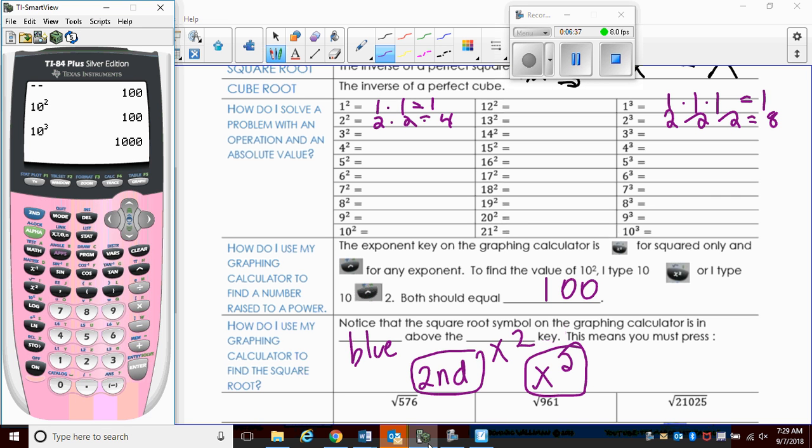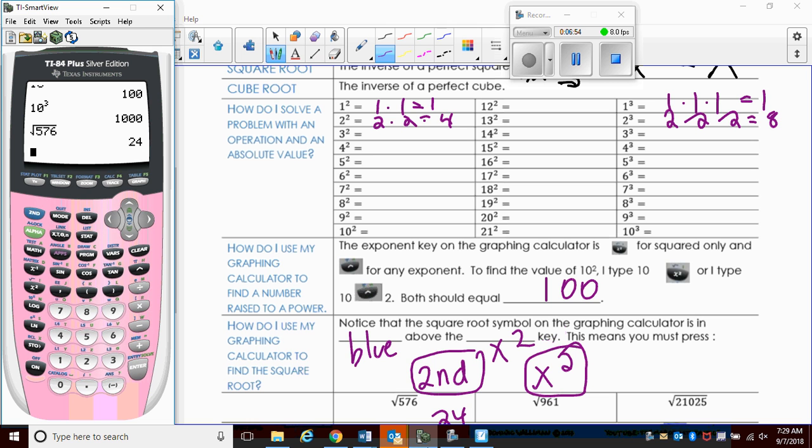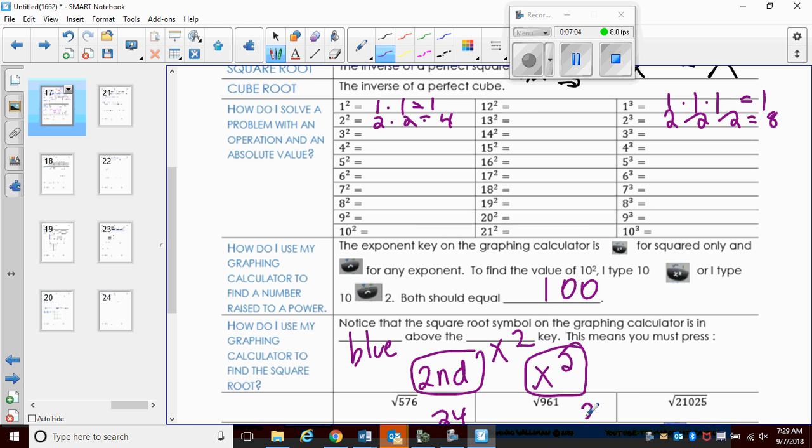So go back to my calculator, press second x squared, 576. Make sure you're completely inside of that radical. Press enter, and you get 24. So 24. Now for the next one, I have 961. So second square root 961. Enter, and you get 31.